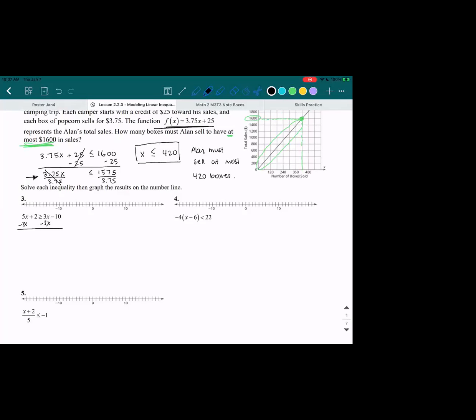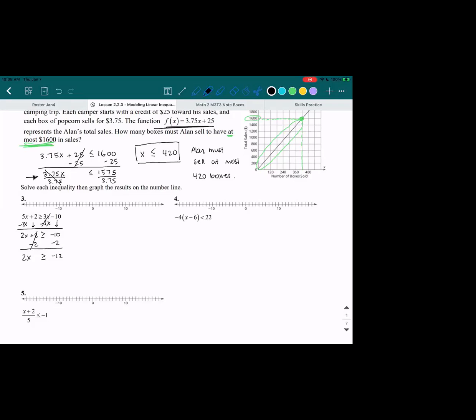5x minus 3x will give us 2x. The plus 2, you just bring it down. Is greater than or equal to. These get to cancel out, luckily. And then we have a negative 10 left over. So 2x plus 2 is greater than or equal to negative 10. All right, next we're going to subtract 2 from both sides. And then those get to cancel out. We are left with 2x is greater than or equal to negative 12.